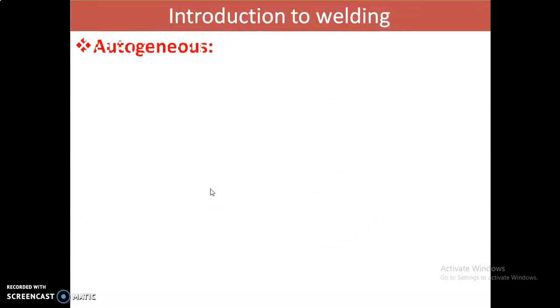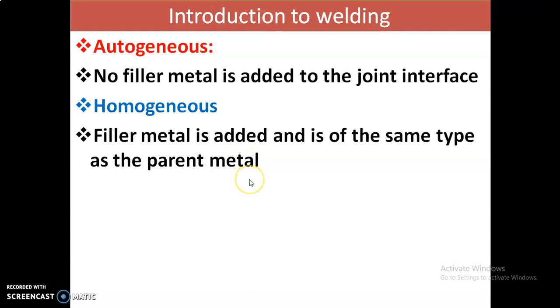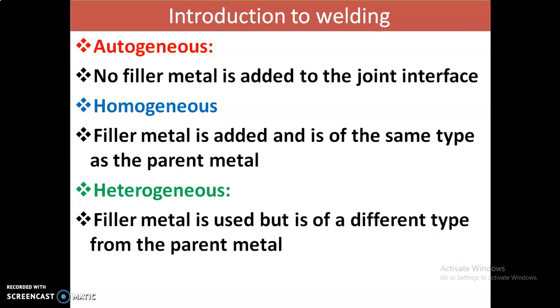Okay, I hope you understand about autogeneous. No filler metal is added to the joint interface, that is called autogeneous. Filler metal is added and is of the same type as the parent metal, that is called homogeneous welding process. And the last one, heterogeneous welding process: filler metal is used but is a different type from the parent base metal. We use a different type of filler material from the parent metal, so that is called heterogeneous welding process.